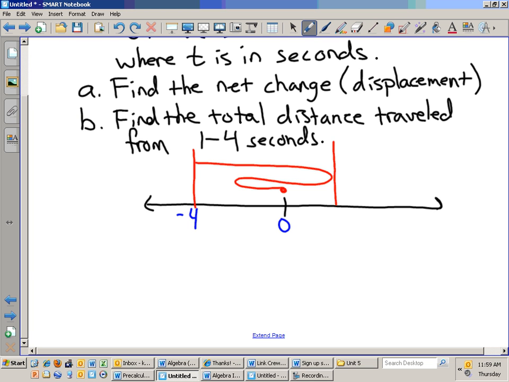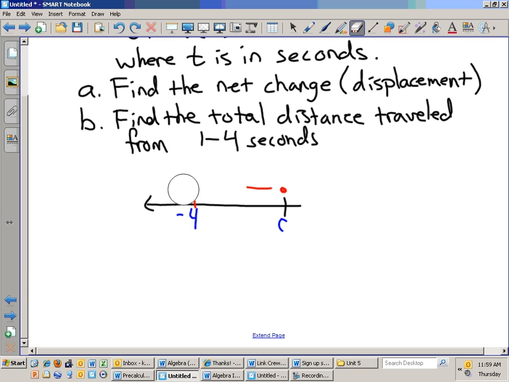So the first thing I want to do is get a graph of this function. Let's do that, okay? So take out your calculators.